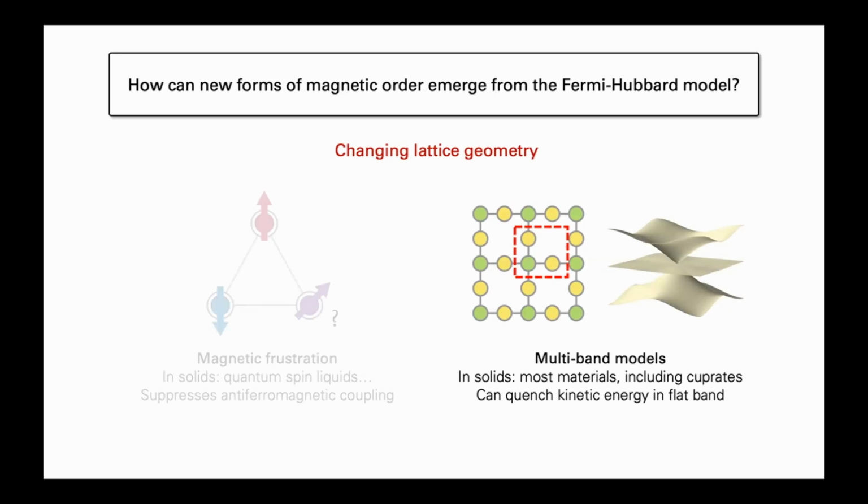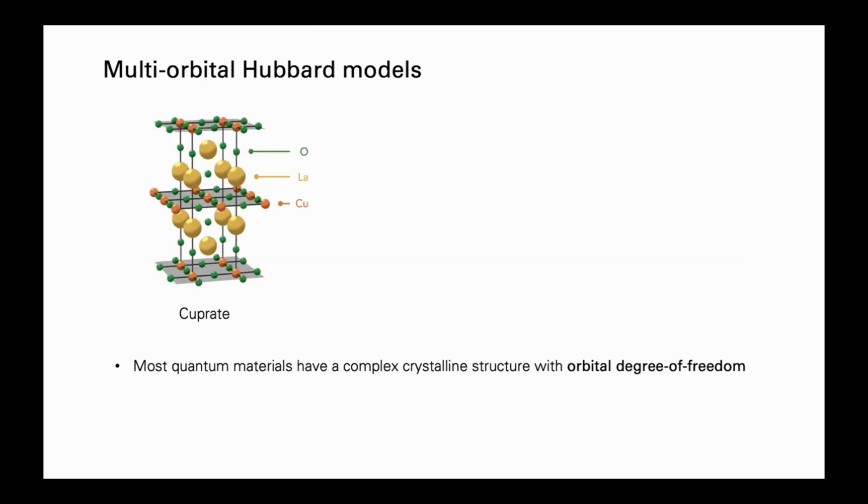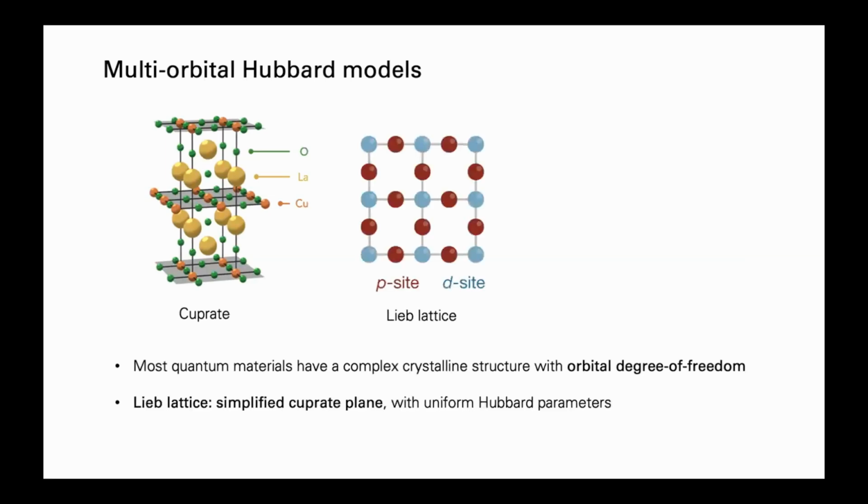And so one interesting multi-band model is this Lieb lattice, which was originally motivated by the structure of cuprate materials, where you have different sub-lattices that essentially form a structure like this. But in general, a lot of interesting condensed matter materials have multiple bands, which leads to interesting band structures. In this case, for the Lieb lattice, you have these p sites, which each have 2 bonds, and then you have the d sites, half as many of them, and each d site has 4 bonds.